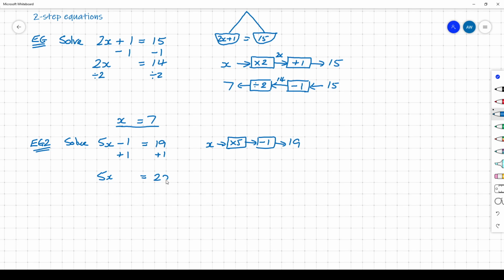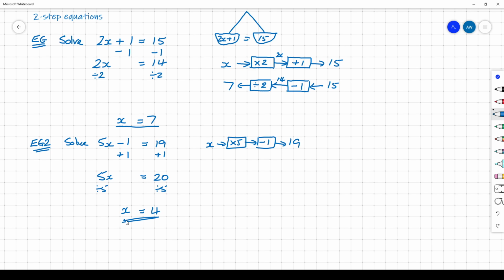Now we need to turn this 5 into 1x. How do we do that? Divide by 5. Do it that side, do it that side. 5 divided by 5 is x, 20 divided by 5 is 4. And here's our answer. So there's another example.